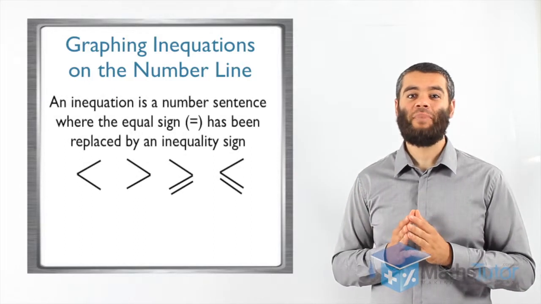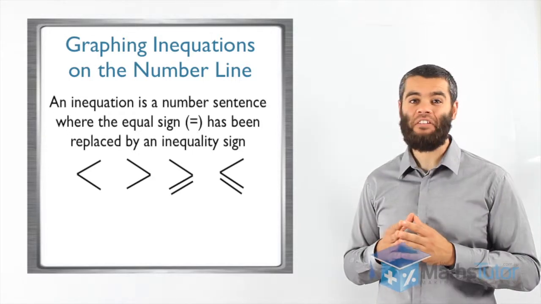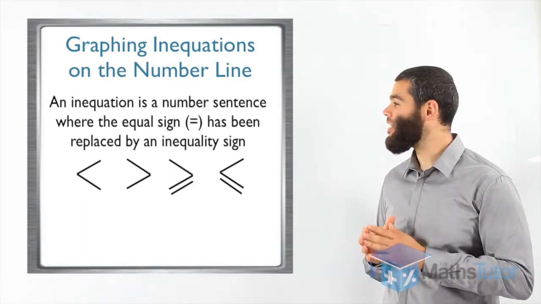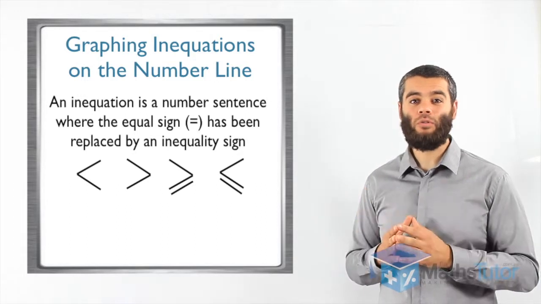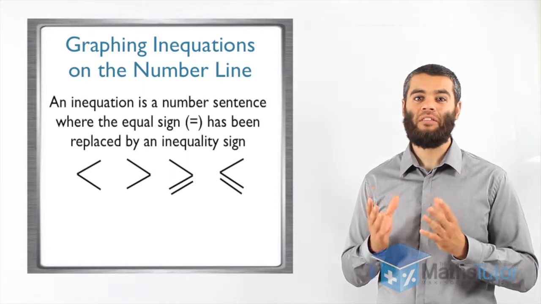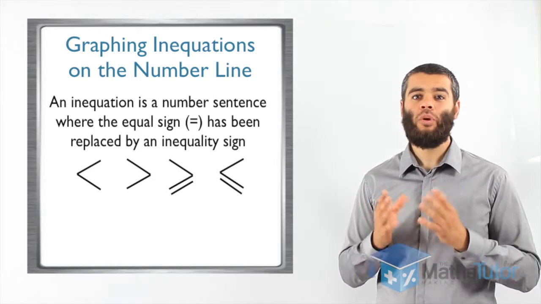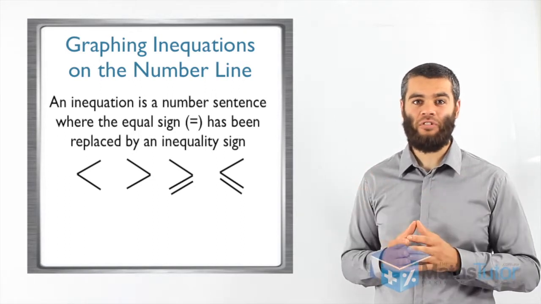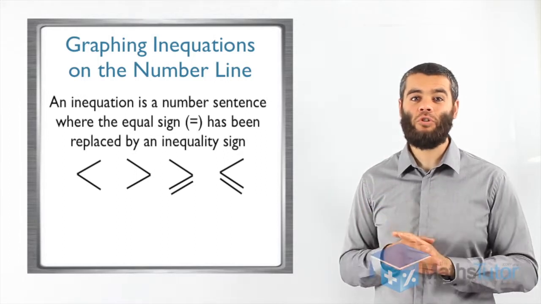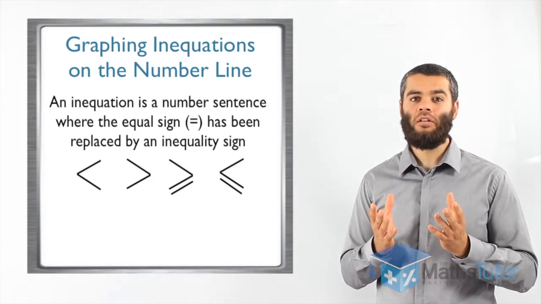An inequation is basically a number sentence where the equal sign has been replaced with an inequality sign: a less than, or a greater than, or a greater than or equal to, or a less than or equal to. So it's like a normal number sentence, but the equals has been replaced with an inequality sign. In inequations, we're going to learn how to solve them, but also how to graph them on a number line. In today's lesson, I'm going to show you how to graph an inequation on a number line.